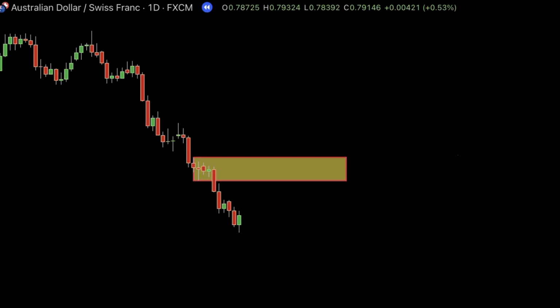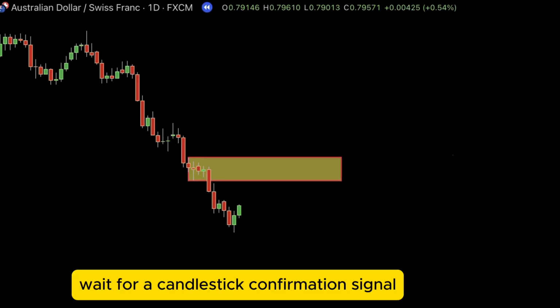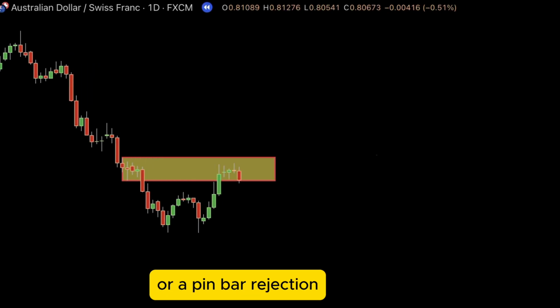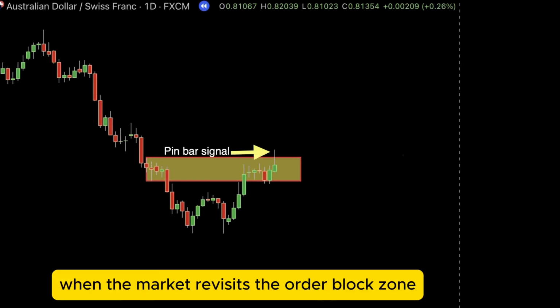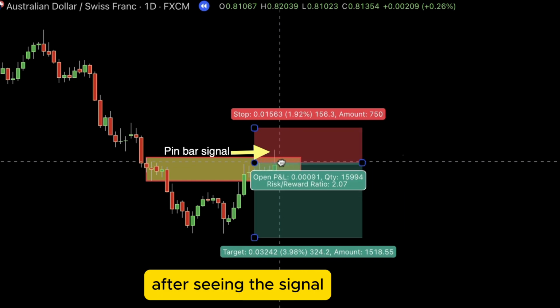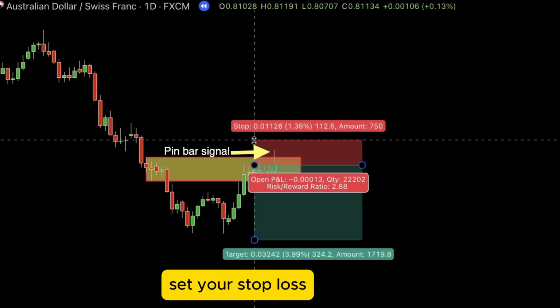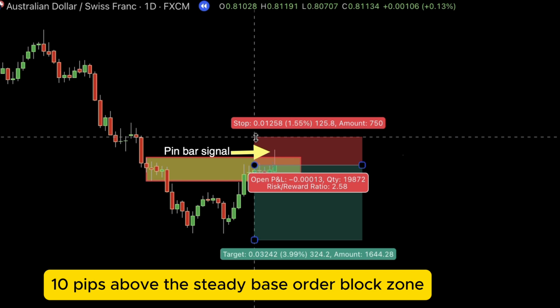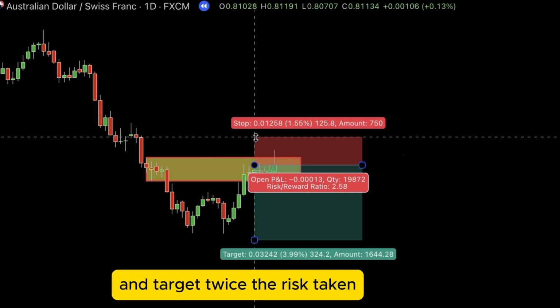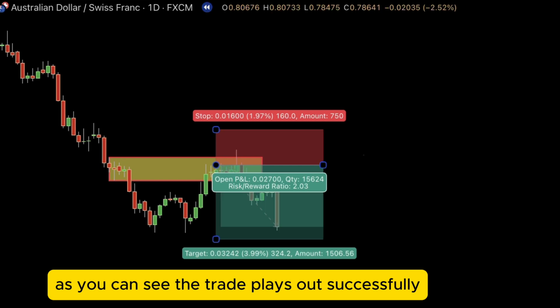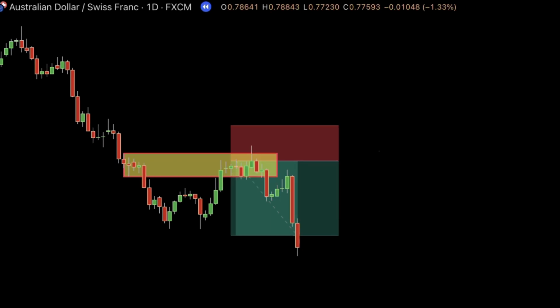Second option: wait for a candlestick confirmation signal, such as a bearish engulfing pattern or a pin bar rejection, when the market revisits the order block zone. After seeing the signal, place your sell order at the close of the candle, set your stop loss 10 pips above the steady base order block zone, and target twice the risk taken. As you can see, the trade plays out successfully and hits the take profit target.